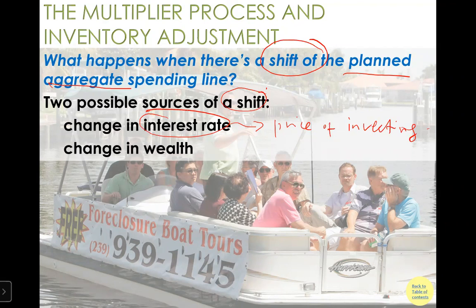The other factor that can cause a shift in the planned aggregate spending line is changing wealth. What is considered your wealth? Think about your house, the stocks you invest in the market, also including your cash. So these two things are going to cause the shift of the aggregate spending line.